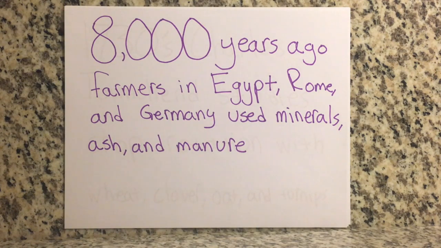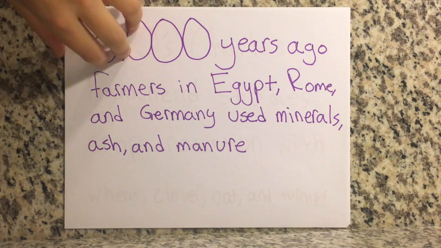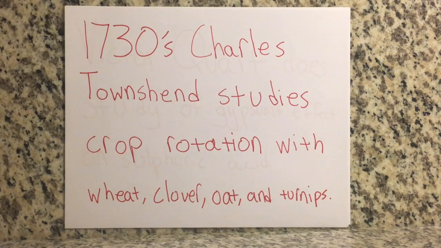8,000 years ago, farmers in Egypt, Rome, and Germany used minerals, wood ash, and manure on fields. In the 1730s, Charles Townshend studied the four-crop rotation with wheat, clover, oats, and turnips. He divided 4 fields into those 4 types of produce because crops being in the same place decreases nutrients, so he did this to replace nutrients back in the soil.